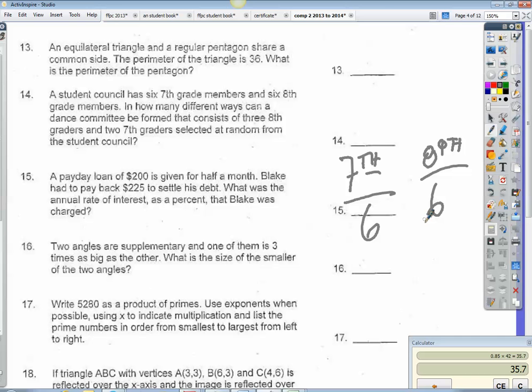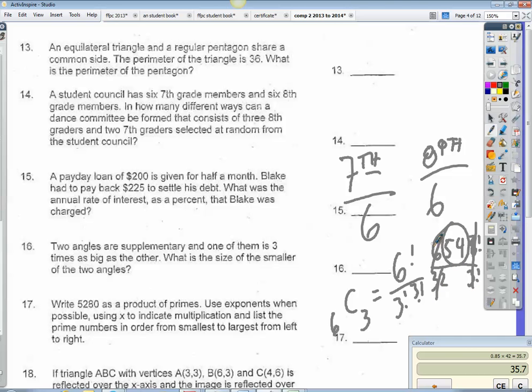So if I have a combination for the 8th grade, I'm going to have 6 factorial over 3 factorial, 3 factorial. So it's 6 times 5 times 4 times 3 factorial over 3 factorial, 3 factorial, and 3 and 2, right? So 3 factorial cancels out. So there are 20 different ways you can have 8th graders, right?